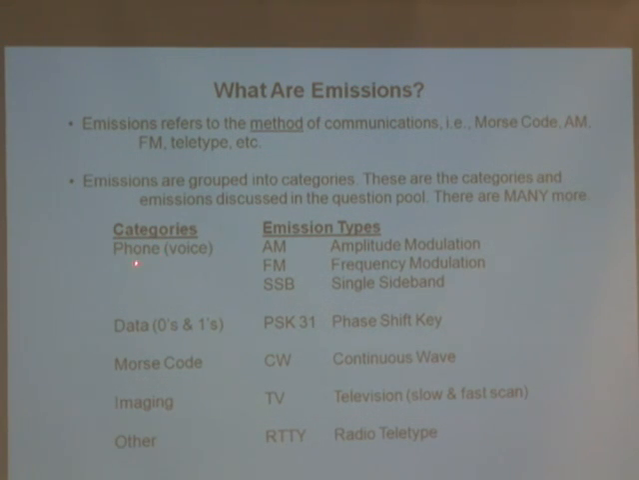If it's a category called phone, or what I call voice, it's a microphone. It's AM, single side band, FM. And you'll hear more about those. Data is zeros and ones. There's one called PSK31, whatever that is. Phase shift keying, don't worry about these details. Morse code is called CW, continuous wave. Imaging is called television. With your license, you will actually be able to talk to each other using your own television station, if you have the money. Okay? Then there's radio teletype.